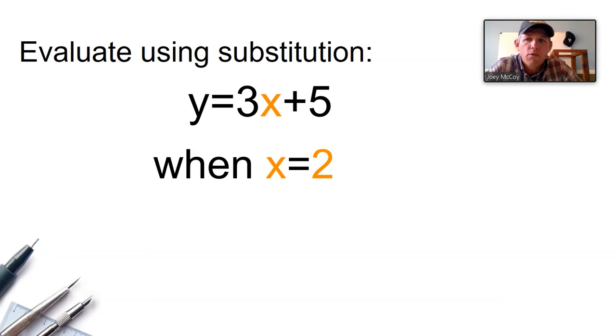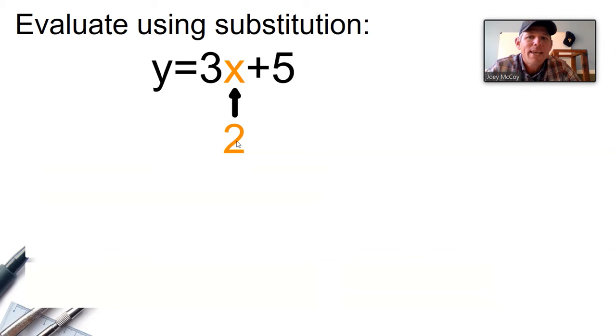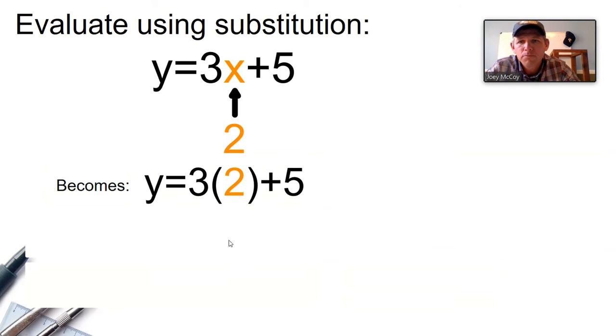Okay, so let's build on what we already know to do. Evaluate using substitution. This is something that we have already done. We did this during the elimination process. If you have the equation y equals 3x plus 5, and we're going to evaluate it when x equals 2, what we're going to do is put that 2 in place of the x. That's going to become y equals 3 times 2 plus 5.